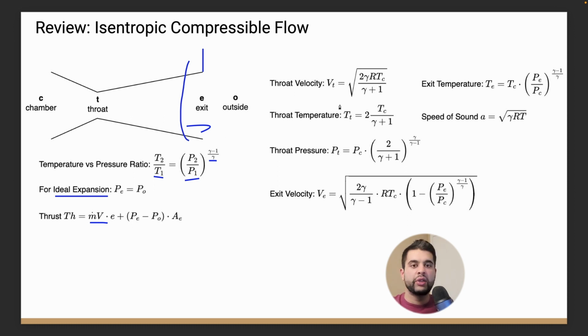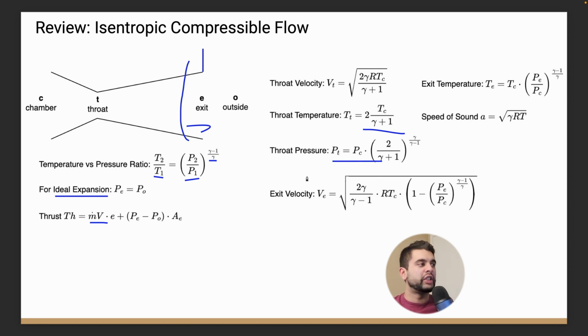The velocity at the throat, which is over here, is the square root of 2 gamma R Tc divided by gamma plus 1. So Tc is the chamber temperature, R is the gas constant. It'll be either like 355 or 274 based on what your gas is. And then gamma plus 1 is your specific heat ratio plus 1. The throat temperature is given by this formula here.